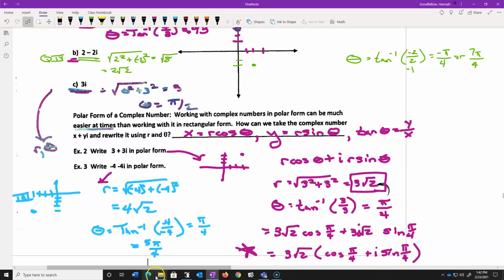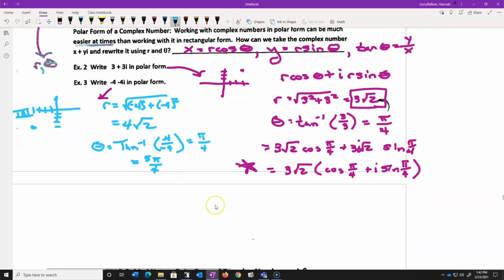Now, if I'm going to write the polar complex form, it would be 4 root 2 times cosine of 5 pi over 4 plus i sine of 5 pi over 4. 5 pi over 4. Boy, that's ugly. Okay? Now, you've got the idea of how to convert from rectangular to polar. The key here is to find two big values, r and theta. They are the keys to being able to write the actual formula in polar complex.